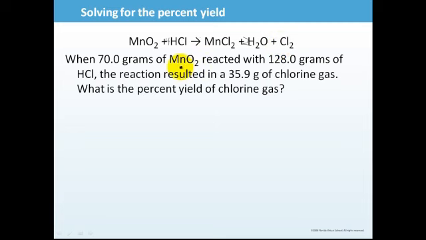All right, so we start with 70 grams of MnO2 and 128 grams of HCl. And our actual yield, again, was 35.9. All right, so let's get going with our stoichiometry then. We're starting with 70 grams of the MnO2.